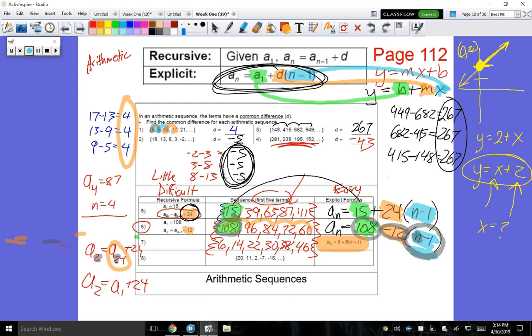Over here, recursive formula. What is a sub 1? 6. Here we go. Now watch as I write this. The now term equals a term ago plus what? 8.